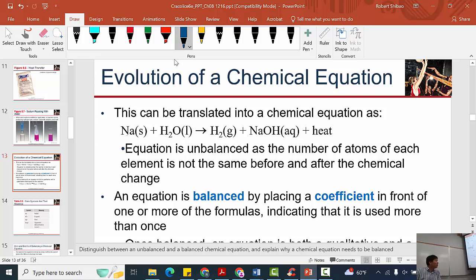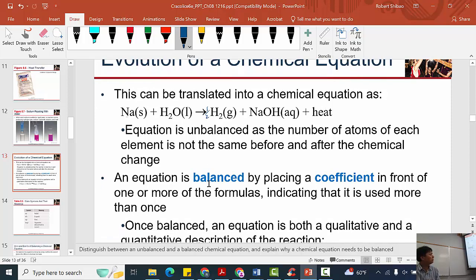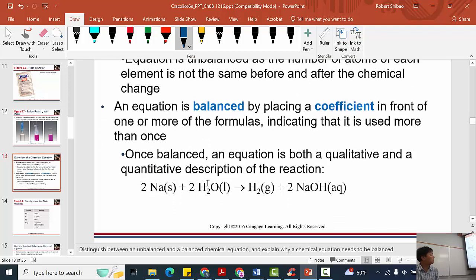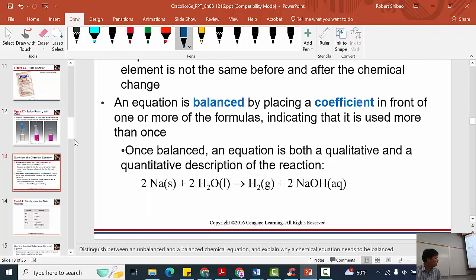We can't have half a molecule of hydrogen, but we could have something called a half a mole. And so the way we do chemical reactions is we can use fractions to balance this, because this would be two sodium atoms.